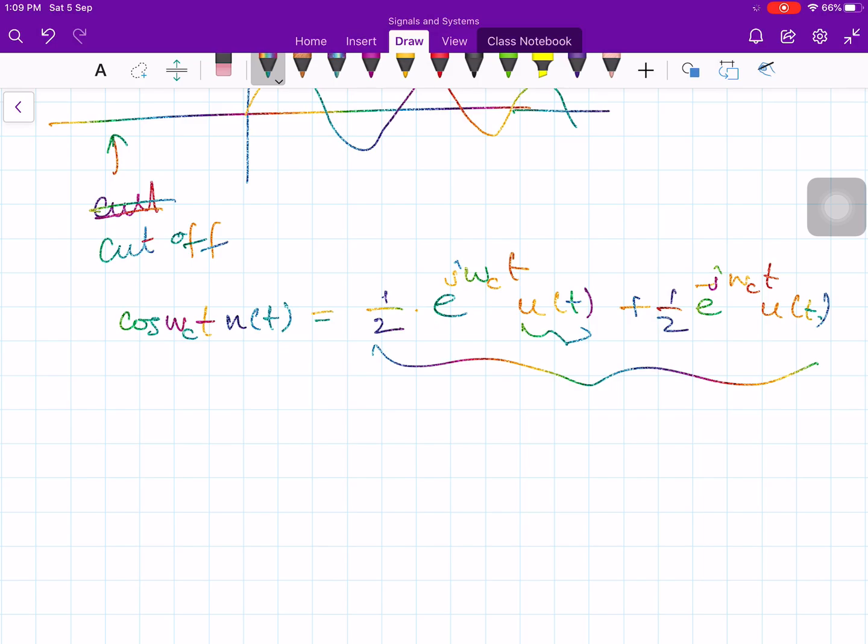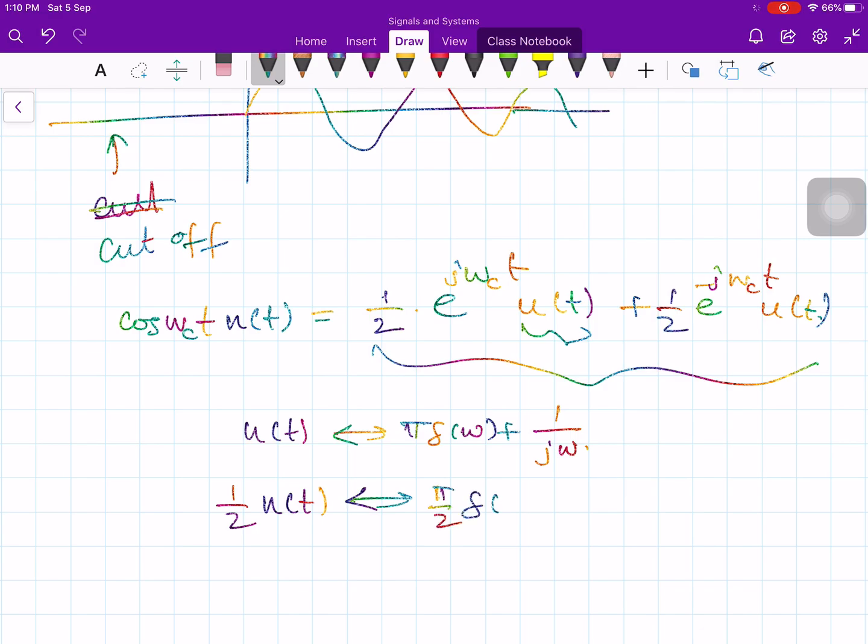We know that the Fourier transform of u of t is pi times del of omega plus 1 over j omega. Now I have omega c t. So if you multiply 1 half times u of t, what is the Fourier transform? You multiply 1 by 2 on both sides. So what is that? Pi by 2 del of omega plus 1 over 2j omega. So this is the Fourier transform of 1 by 2 u of t.